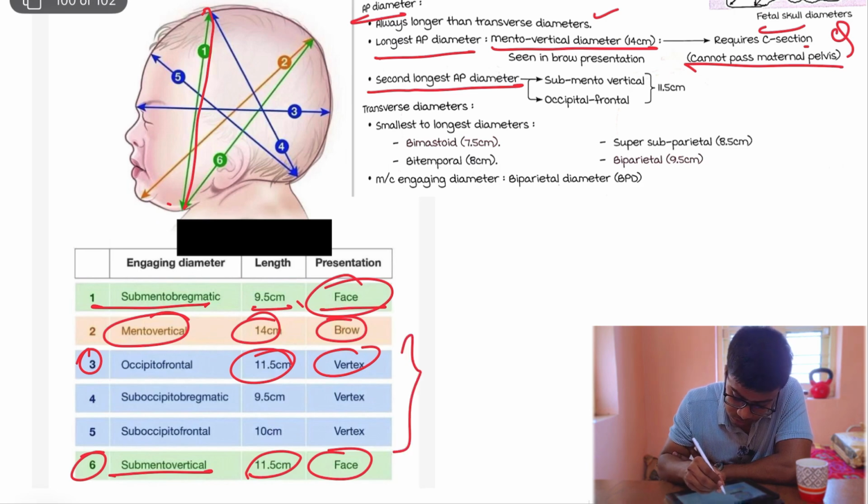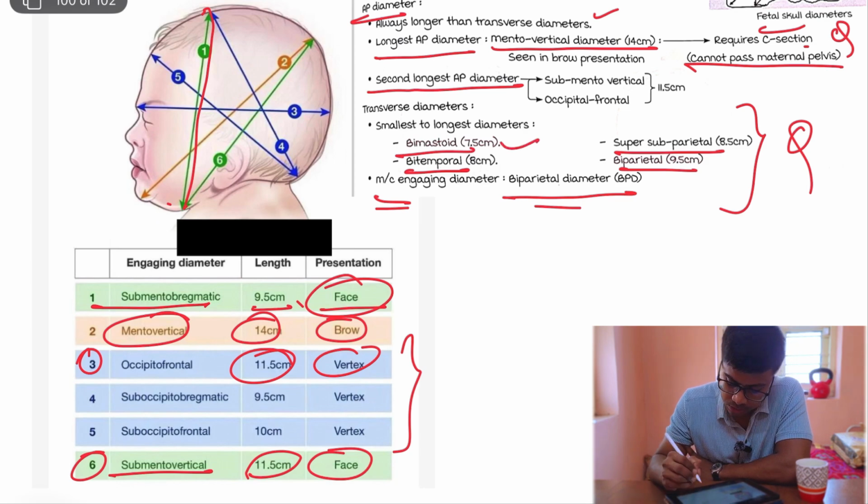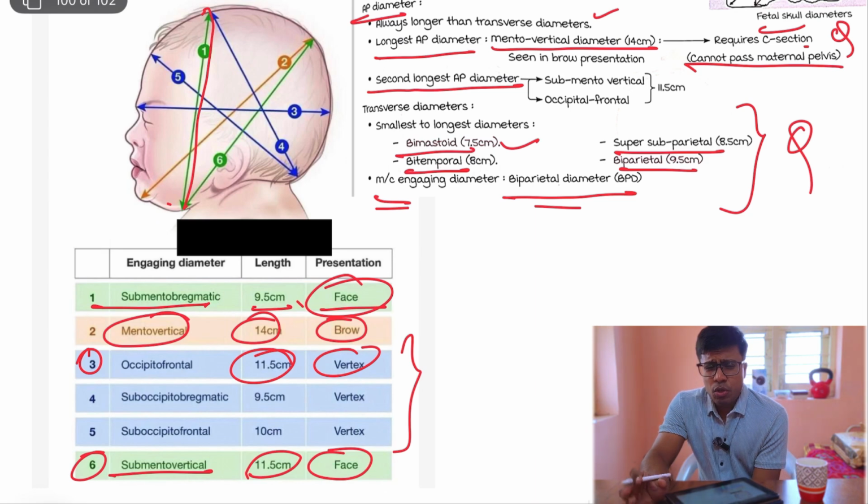And then we have the transverse diameters, smallest to longest: bimastoid, bitemporal, supersubparietal and biparietal. The most common engaging diameter is biparietal. This question is asked, so you have to learn that bimastoid is the smallest, and biparietal and so on. So I guess that's all for this session.